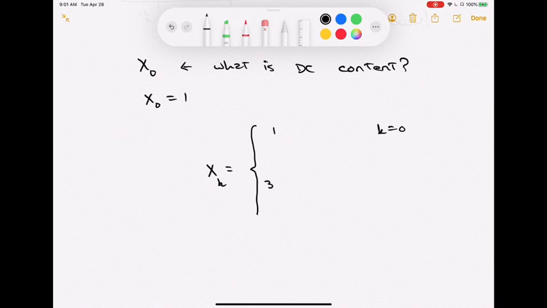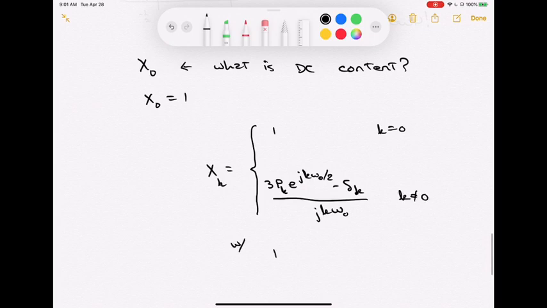And I would get 3 cat p sub k e to the jk omega naught by 2 minus a delta function, all over jk omega naught, for k not equaling 0, with my pk from before. That was just that sinc function. It was a sinc type function.